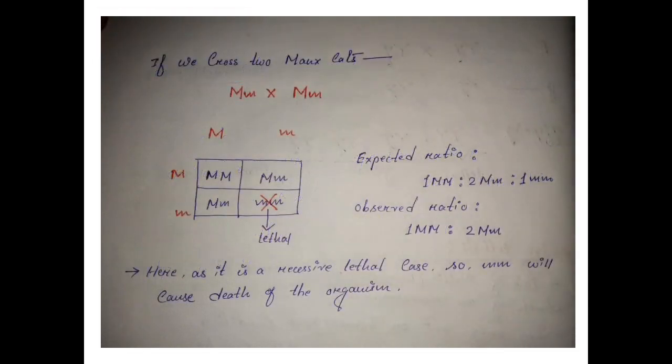Now if we cross two Manx cats, that is heterozygous cats, capital M small m into capital M small m, then 4 offspring will be formed, capital M capital M, capital M small m, capital M small m and small m small m, in the ratio of 1:2:1. But as it is a recessive lethal case, small m small m, that is the homozygous recessive, will cause death of the organism. So the observed ratio will be 1 capital M capital M to 2 capital M small m, that is only homozygous dominant and heterozygous will be formed.